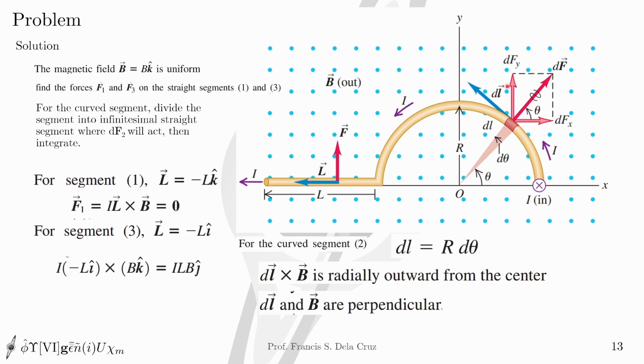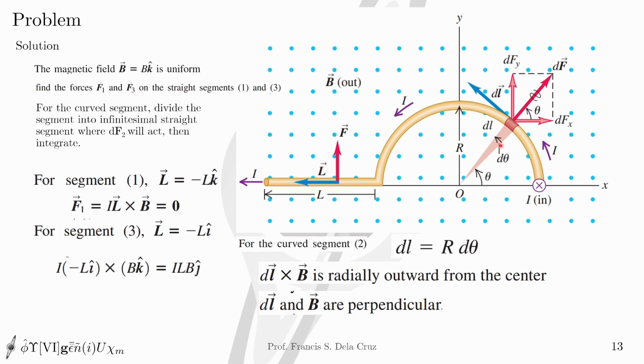Just imagine that if your dl is upward here, you can say that your df is pointing to the positive x-axis. If you are at this point, 90 degrees from the x-axis, your dl is directed towards negative x-axis, but the force is toward the positive y-axis. And then you will do it for every segment that you will define, and then integrate it. Always remember that dl and B here are perpendicular because you have a semicircle.